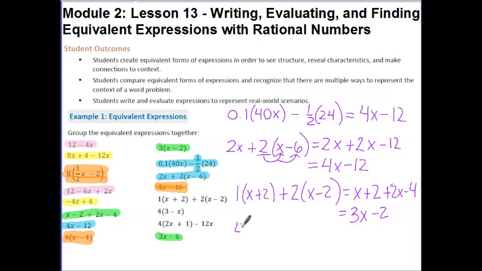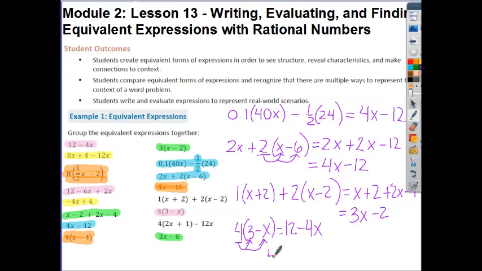The next one I have is 4 times 3 minus x. Here I have the distributive property, so I'm multiplying 4 times 3 to give me 12. And 4 times negative x is a negative 4x. And that does match a problem we have already done.